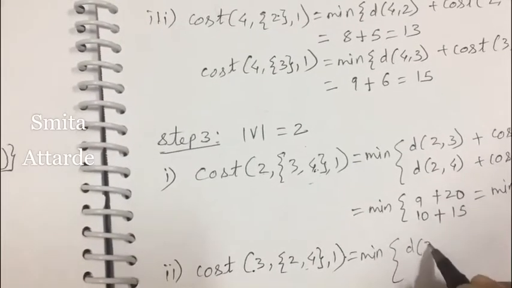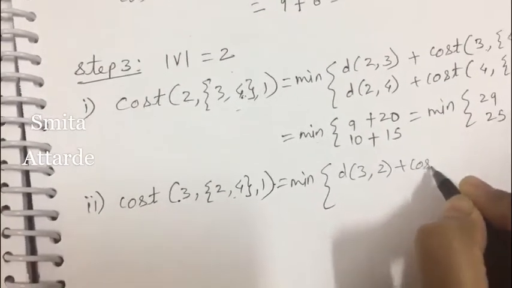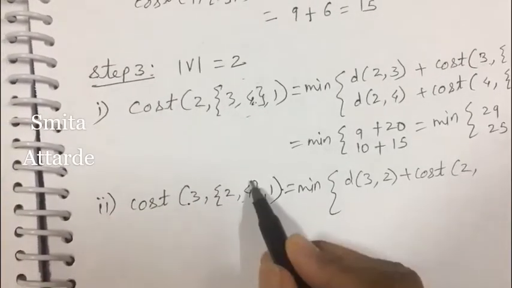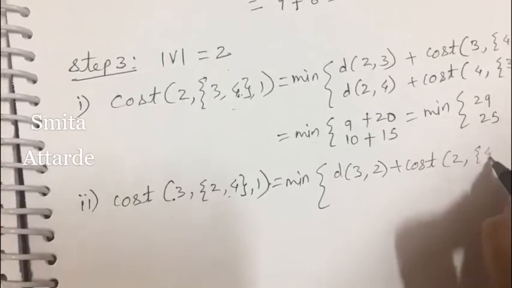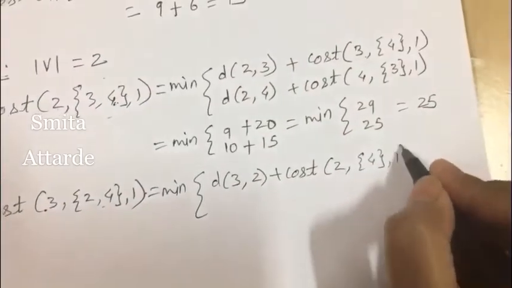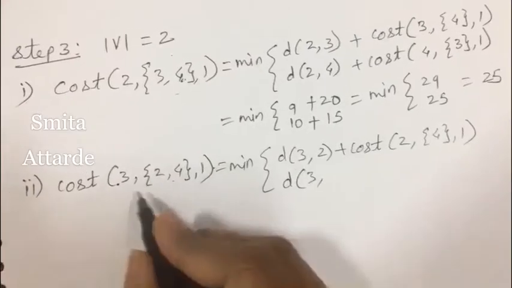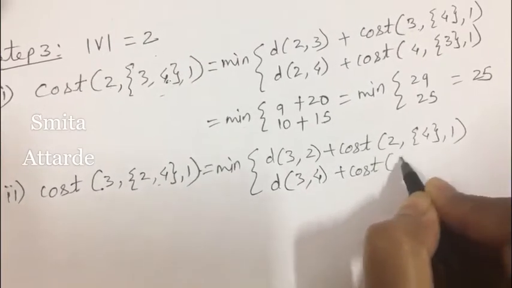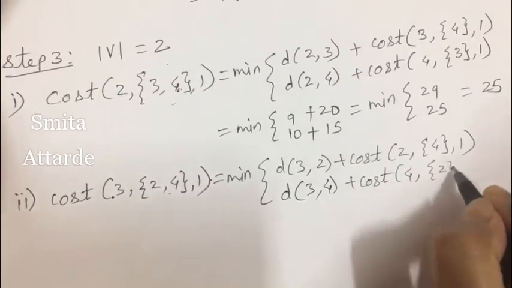Distance of i is 3. Now j first we'll consider as 2 plus cost of j is 2, comma, V minus j. This is V, j is 2, so cut 2, remaining is 4, comma, 1. Second case, i is 3, j is now 4 plus cost of j is 4 and V minus j, so remaining is 2.